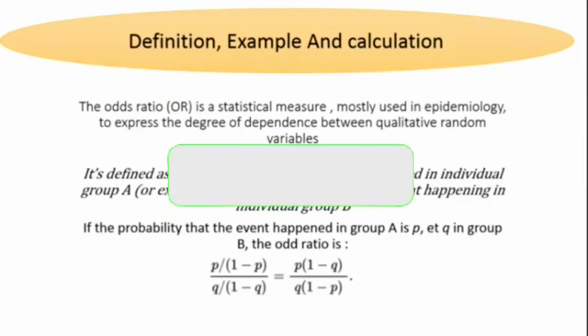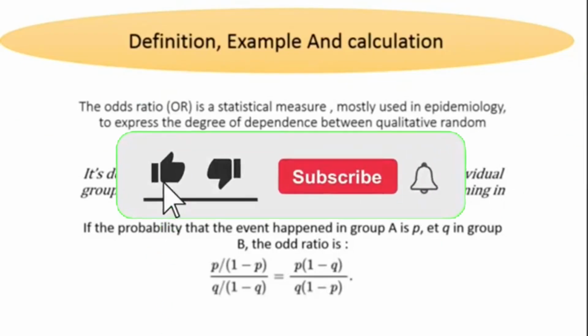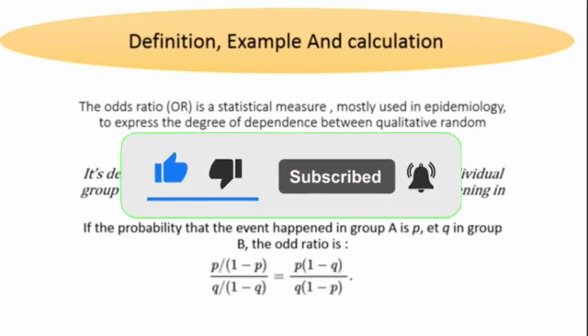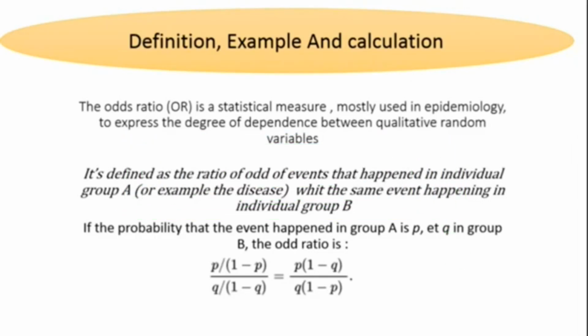By definition, we can say that the odds ratio is a statistical measure mostly used in epidemiology in order to express the degree of dependence between two qualitative variables. So in odds ratio analysis, we have two qualitative variables that we are going to search for the link between. Odds ratio can also be defined as a ratio of odds of events that happen in the individual group A, for example the disease, with the same event happening in the individual group B.